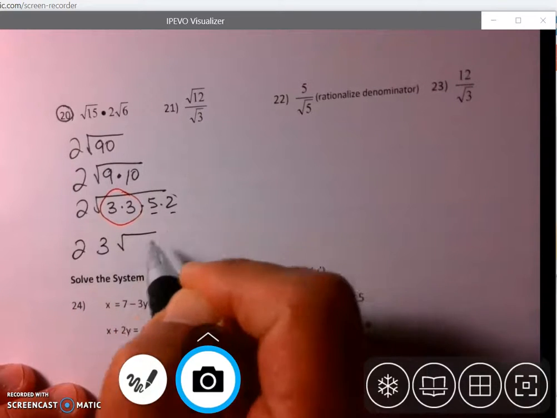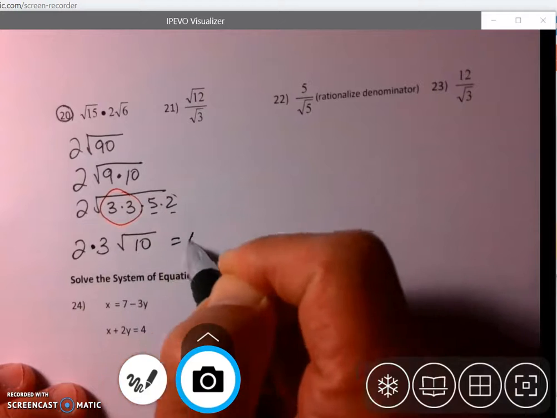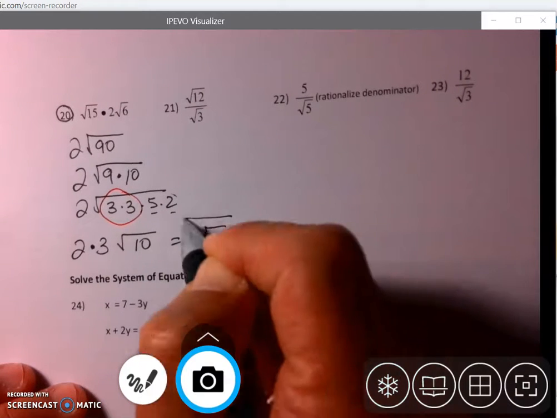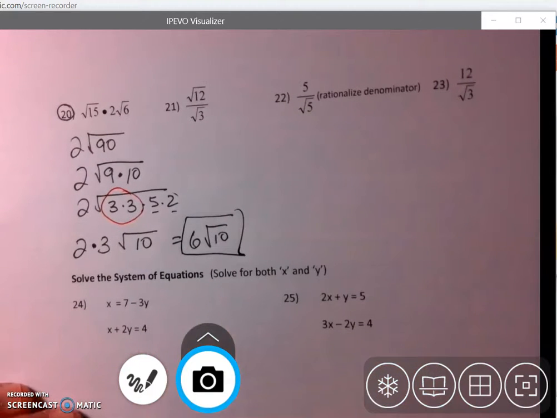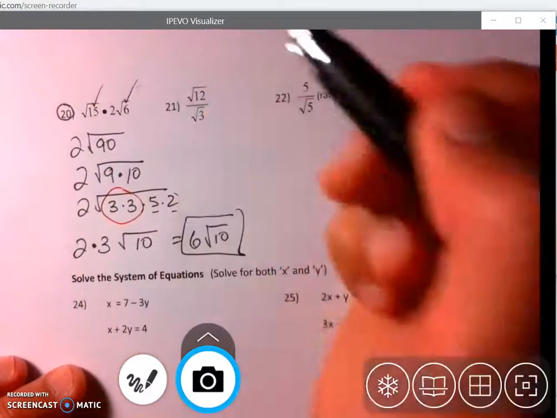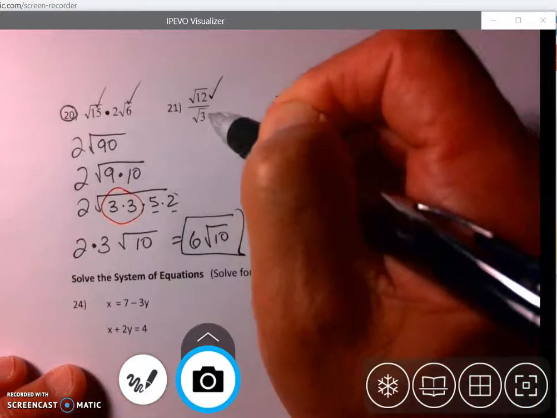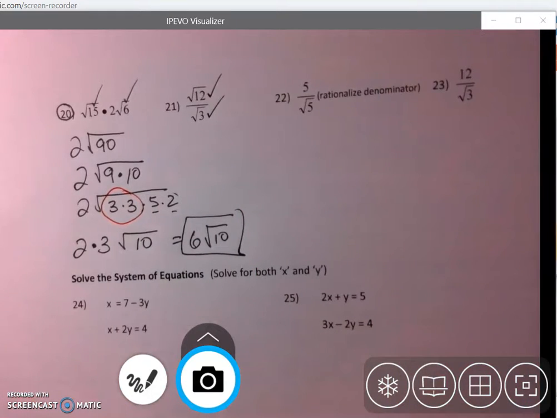Anybody who's single just goes back under the radical, the 10 here. These two numbers multiply to 6 radical 10. This is called simplifying the radical. Okay? When you multiply, inside with inside, outside with outside. So for this one here, you can divide inside with inside.